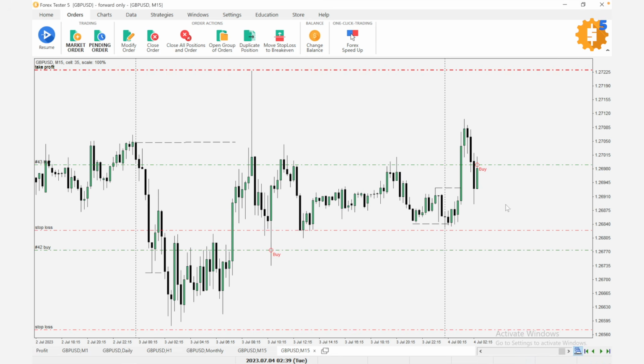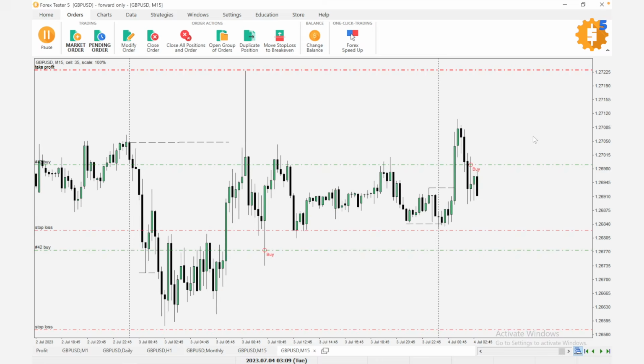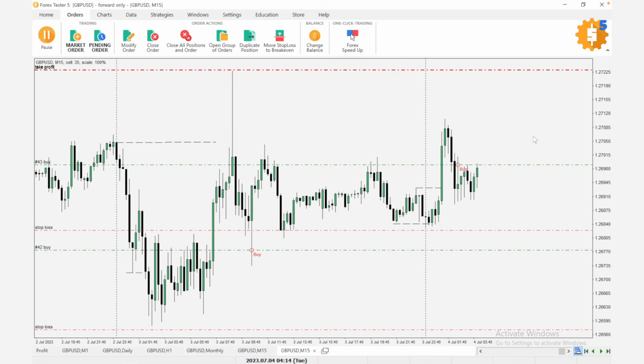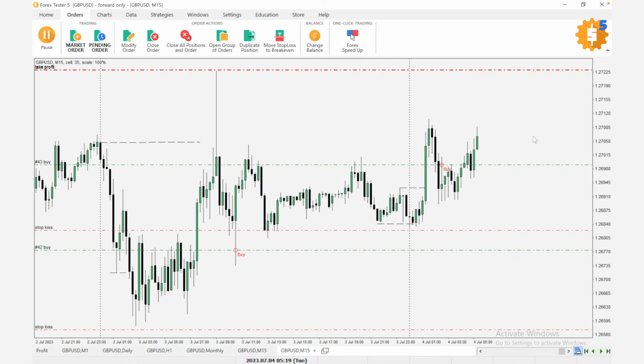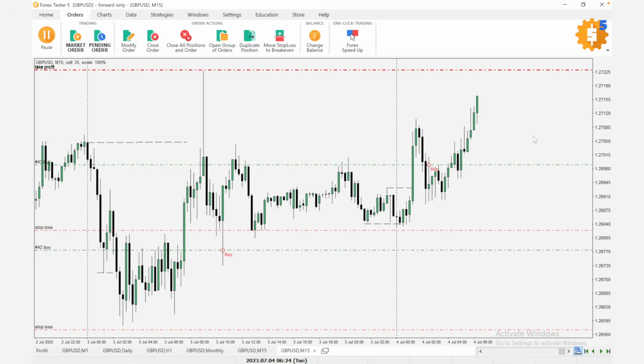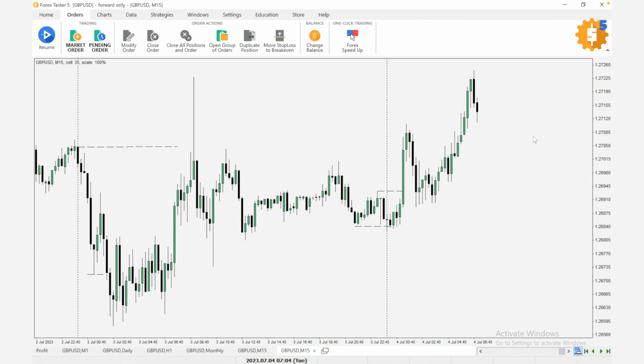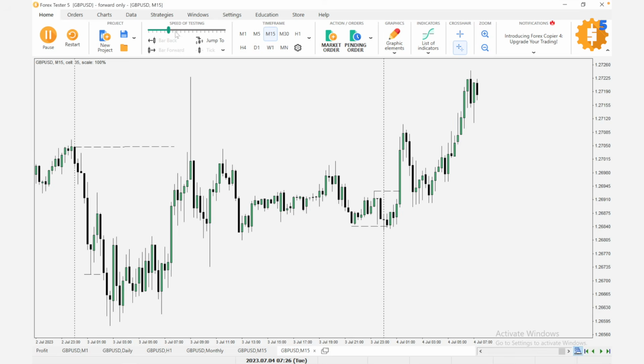So currently we are in two positions. As you can see, this is the first position, and this is our second position. So let's see how it plays out. Boom, there you go. So we smash take profit. So let's move on to the next trade.